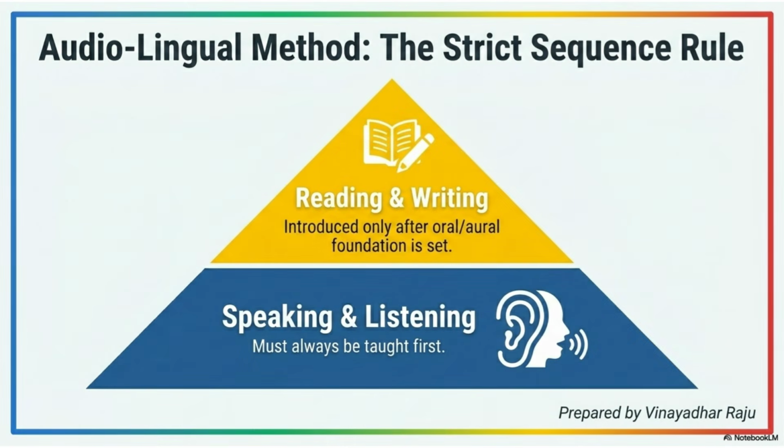In the audiolingual method, sequence is everything. Listening and speaking must always be taught first. Reading and writing are only introduced after the oral foundations are firmly set.